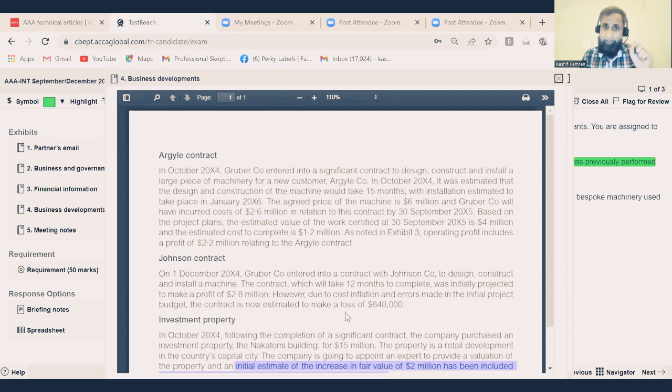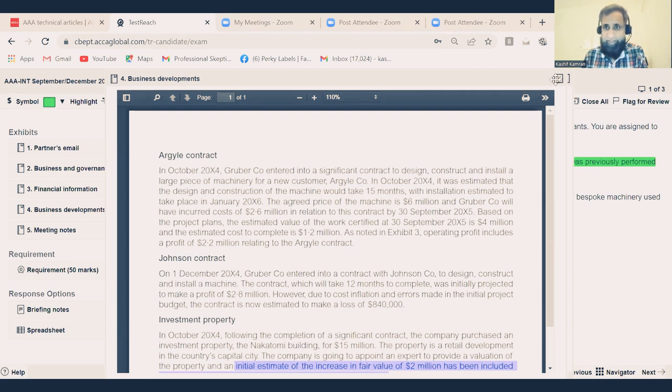No, in the case of the Argyle contract, because we're using the output method, we are taking the percentage of completion by virtue of work certified, right? Output method says work certified. So we have to use the work certified as the stage of completion. And in the case of the Johnson contract, the 12 months is useless, because if it is a loss-making contract, we should record the loss in full. We should record the loss in full immediately. I hope you're getting my answer.